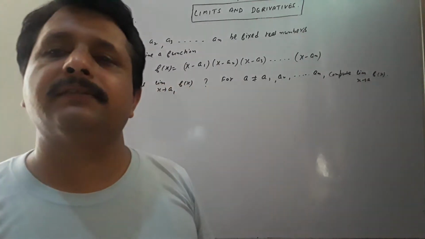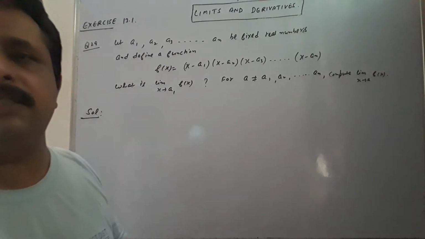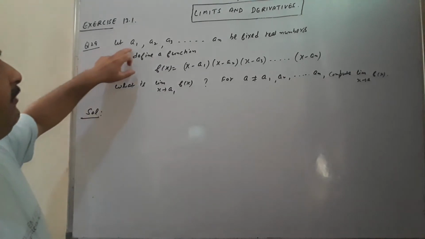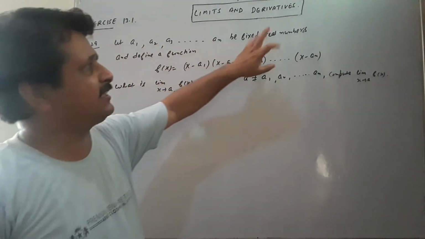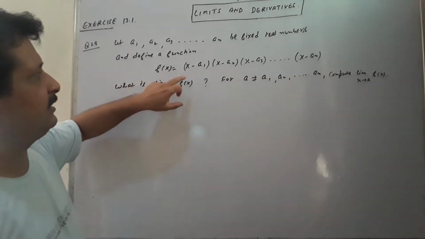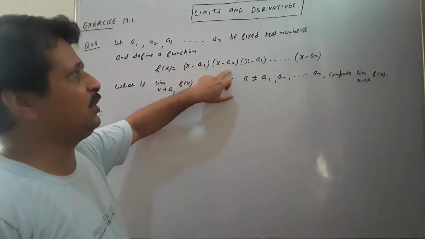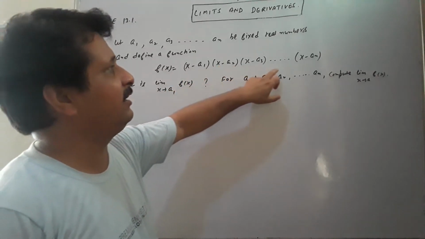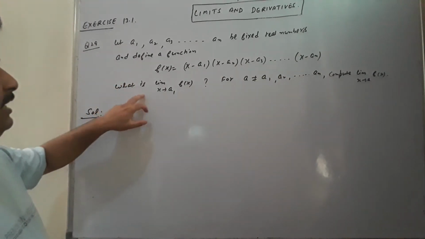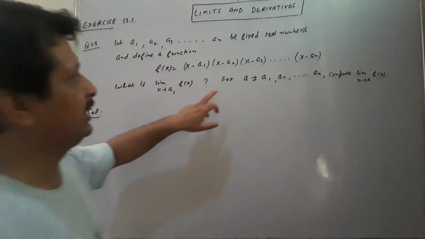Good morning, students. Let us continue with exercise 13.1, question number 29. Let a1, a2, a3 up to an be fixed real numbers and define a function f of x that is equal to (x minus a1)(x minus a2)(x minus a3) and so on up to (x minus an). What is the limit as x tends to a1 of f of x? We have to find out.